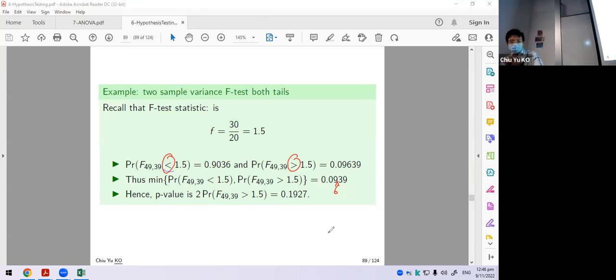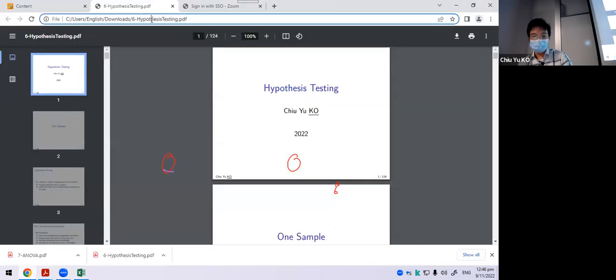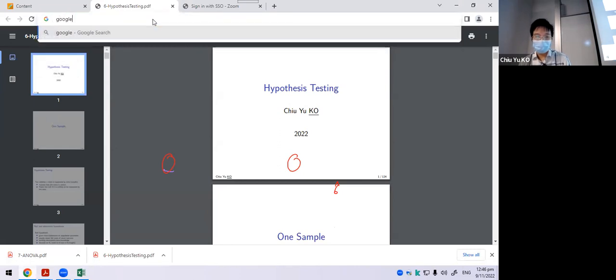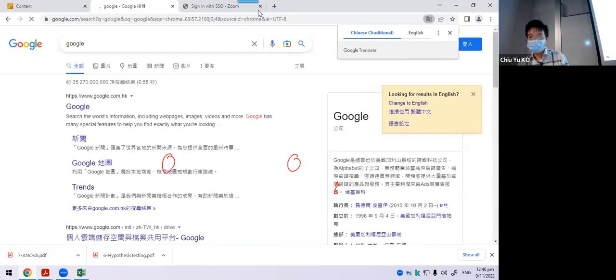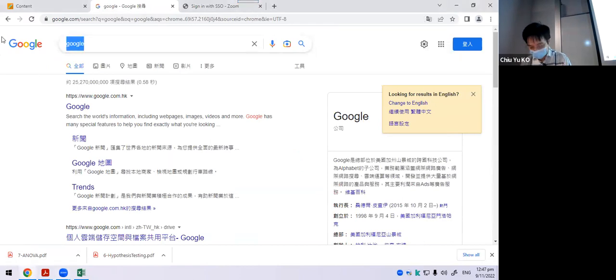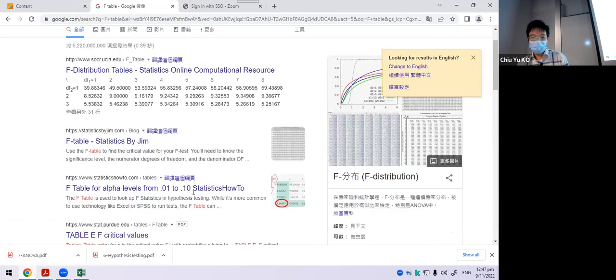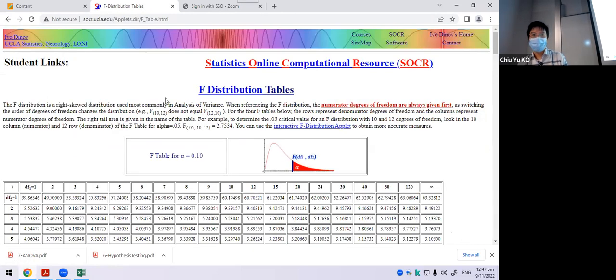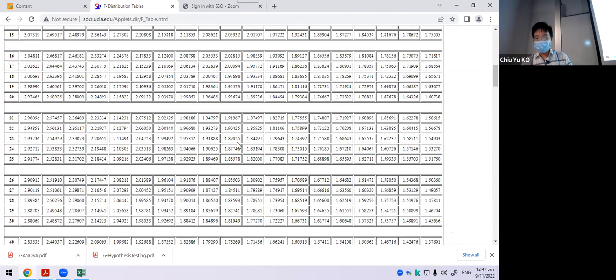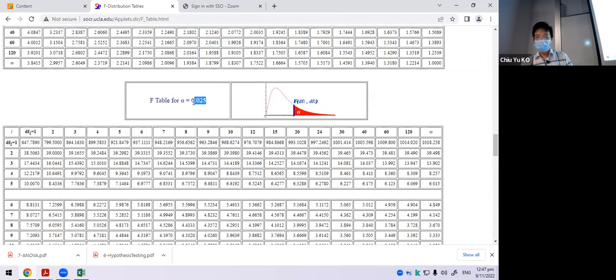One question is how to look up the F table in the exam, because some of you asked how to check. It is very simple. I just use Google or any search engine you want, and type F table. I just pick the first one, it doesn't really matter which. For this one, you can see the F table, and this is 10%. So we use 5% as usual, which means I use this 0.025 for the right-hand side.